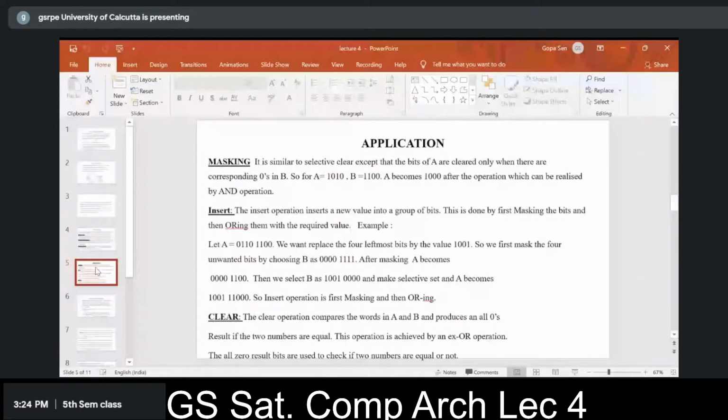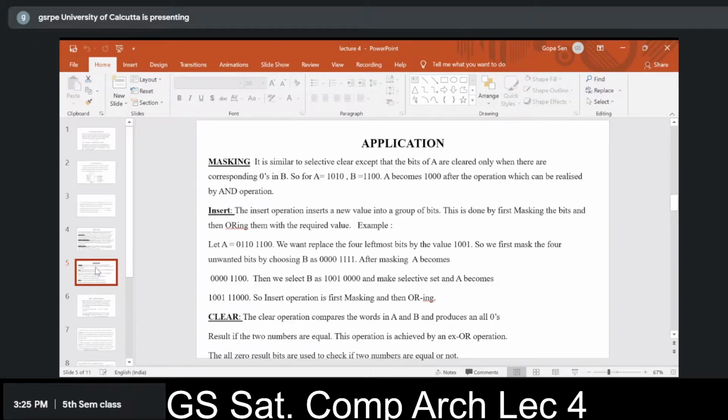Next one is masking. Masking is the same as selective clear, the only difference is that it clears the bit values of A to 0 corresponding to the bit values of B which is equal to 0. What was selective clear? It changes the bit values of A to 0 corresponding to the bit values of B which is equal to 1. But for masking, it changes the bit values of A to 0 corresponding to the bit values of B which is equal to 0, not 1.